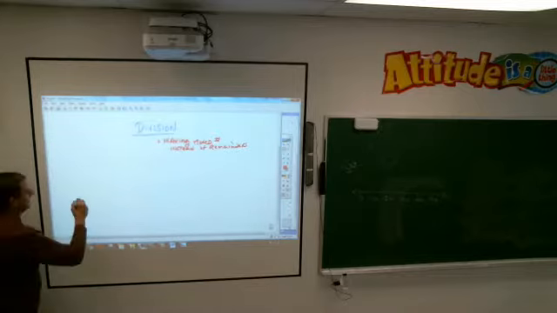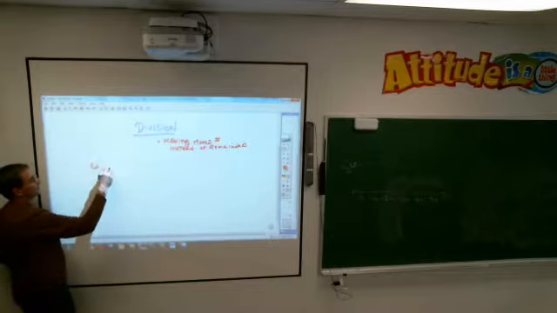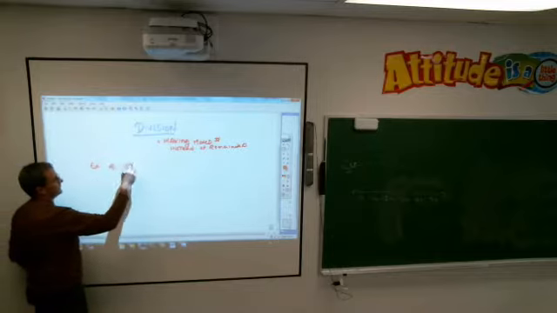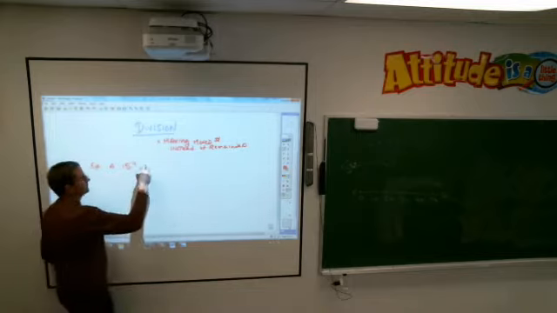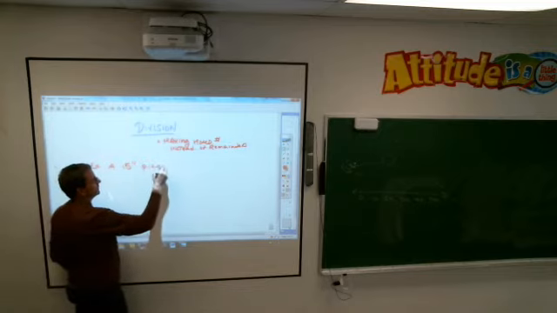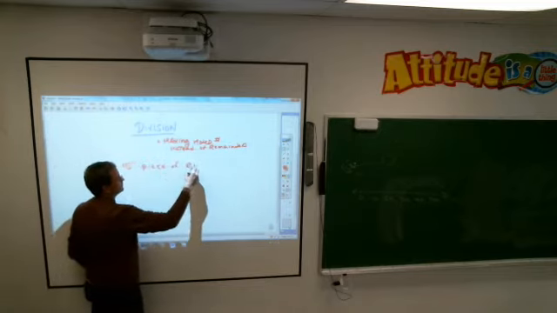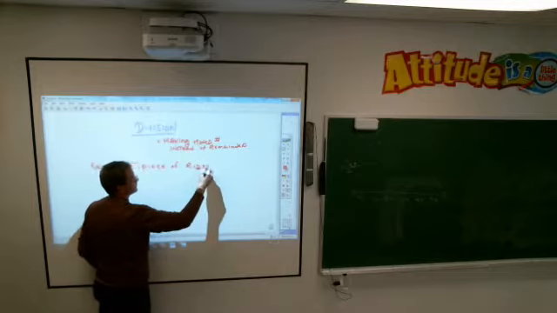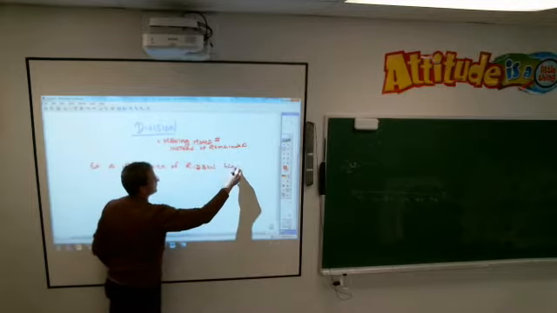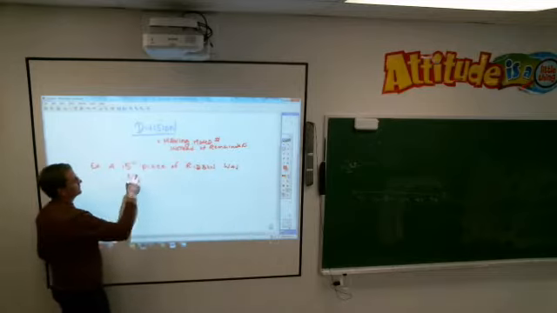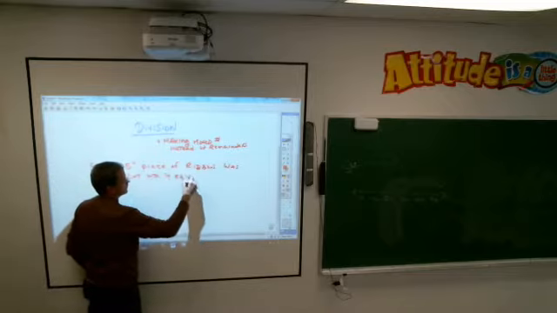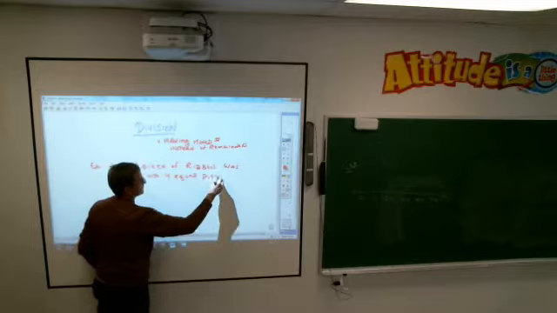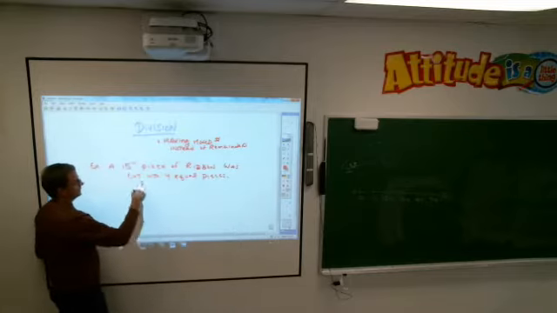Here's my example. A 15-inch piece of ribbon was cut into 4 equal pieces. How long was each?